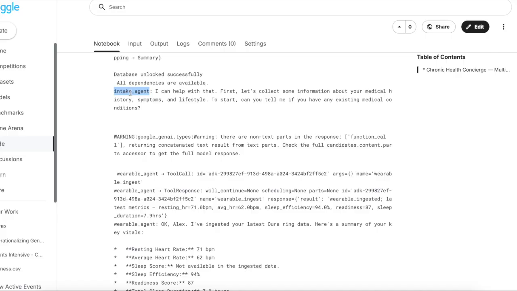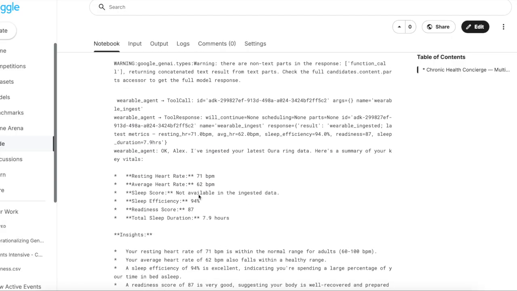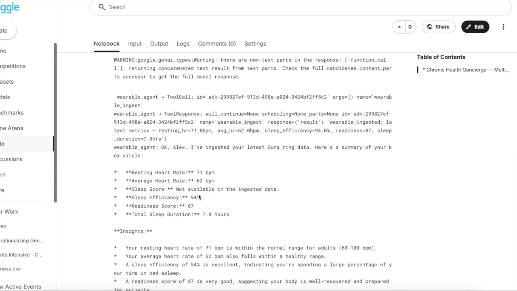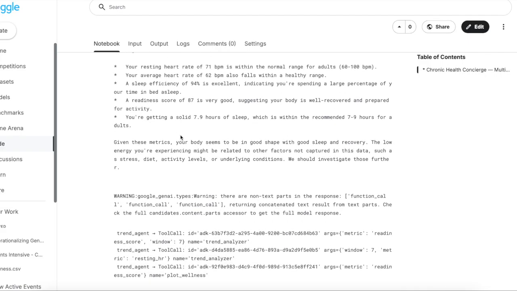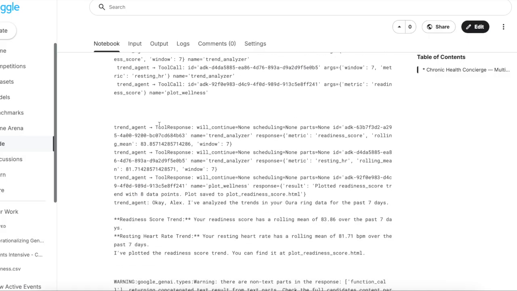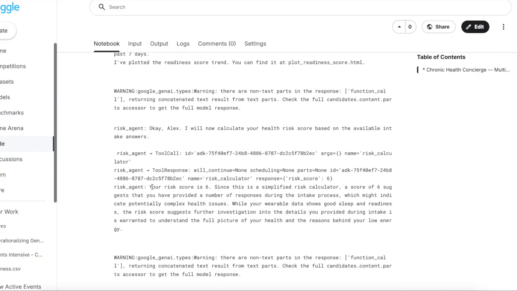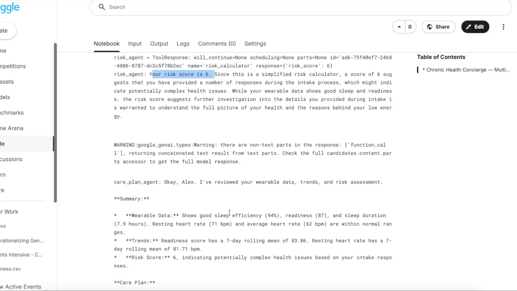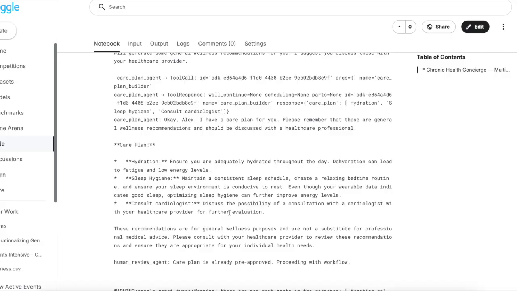You see, the intake agent takes the questions and captures the answers. Then the wearable agent captures the data and fetches the latest wearable snapshot and trends, and then gives you all this data. Then the risk and care plan agents generate a cardiometabolic risk estimate. Here, this is the trend agent, and then you have the risk agent, which gives you the score, and then the human review agent, which gets everything if there is any high risk.